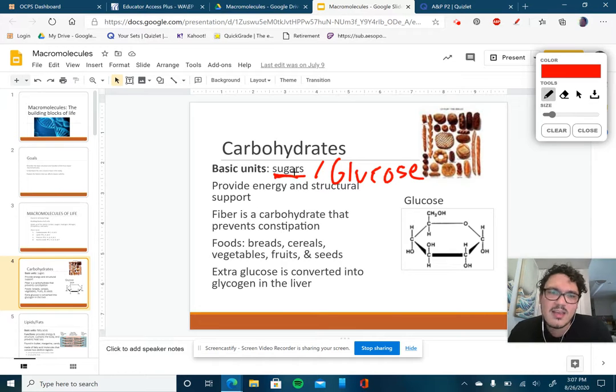A carb, one of the major things that it does is that it provides energy. Your body loves carbs. Carbs are an incredible source of quick energy. That's one of the best things that they provide for you. That said, it's not the best long-term energy. It's more for short-term spurts of energy.